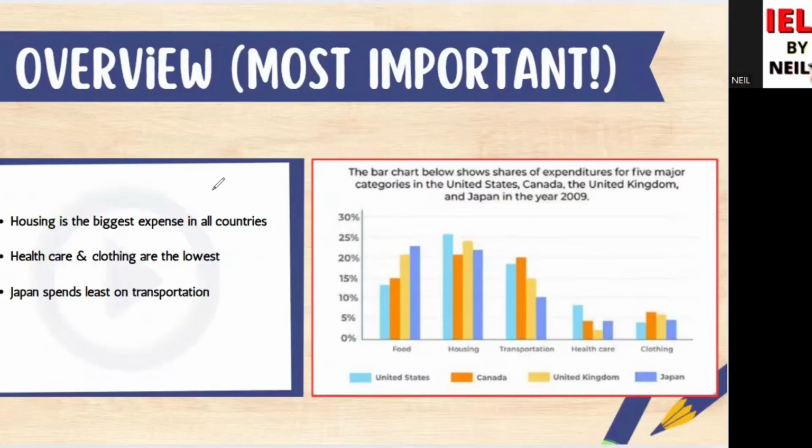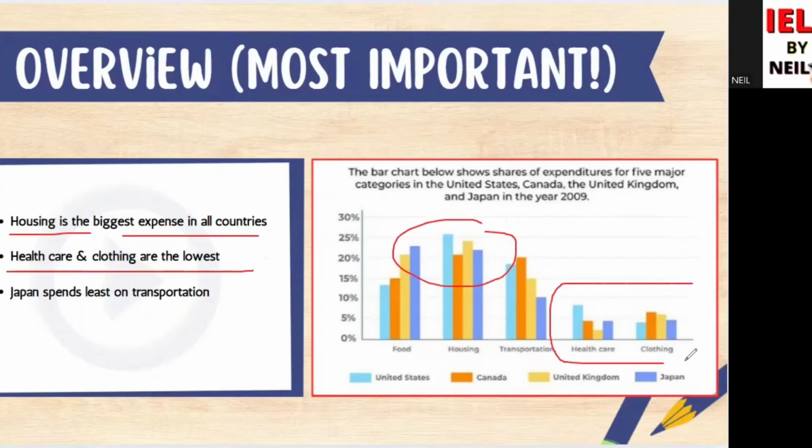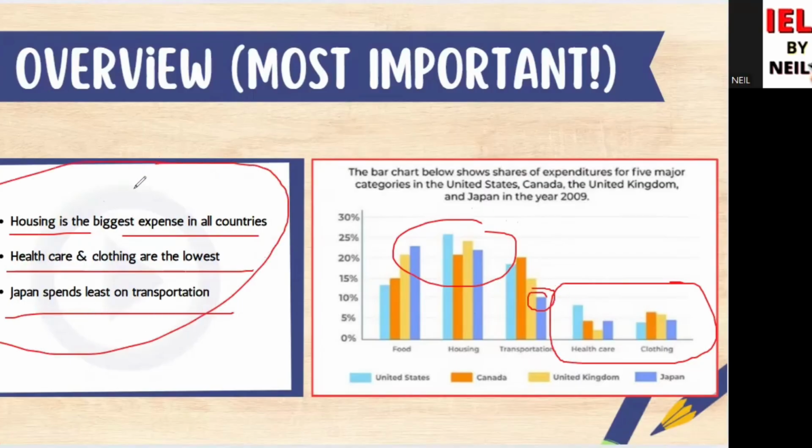We just talk about what are the main features. So as we discussed before, housing is the biggest expense in all countries. This is the housing. Healthcare and clothing, the lowest one. Yes, that's correct. Japan spends the least on transportation. That's correct. So all of these are the main features.